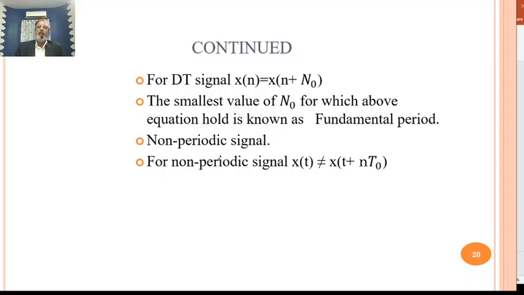And for the discrete time signal, this is the condition for the periodic signal, and the smallest value of N0 is known as the fundamental period for the discrete time signal. And for a non-periodic signal, this condition is not satisfied, that is x of n is not equal to x of n plus N0, then this sequence is called the non-periodic sequence, or this signal is a non-periodic signal.